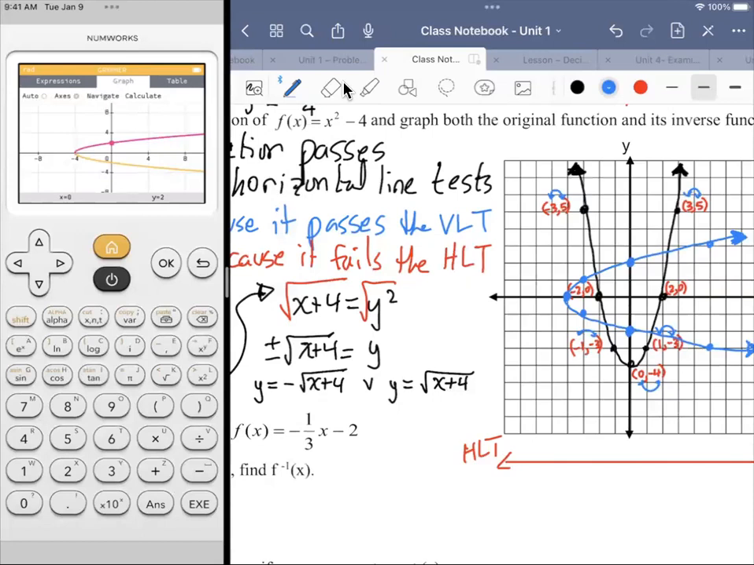So this part here is actually a different function from this one down here, which allows us to get around the whole vertical and horizontal line test rule. So if it's not a one-to-one function, it's going to have to get pieced together rather than just one continuous function.